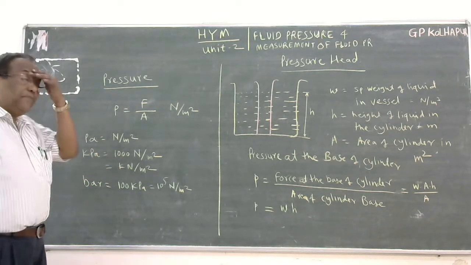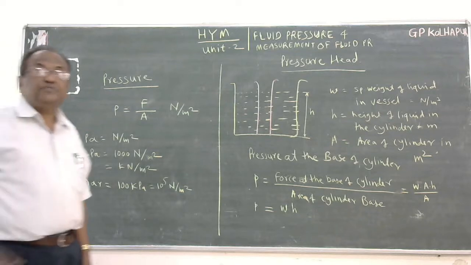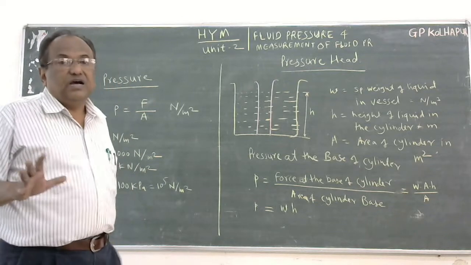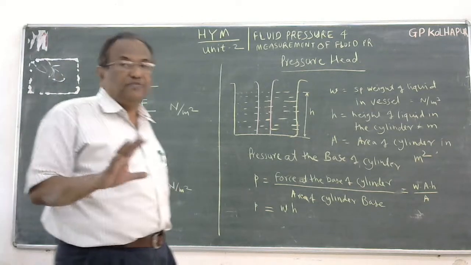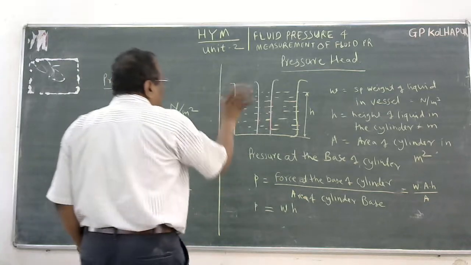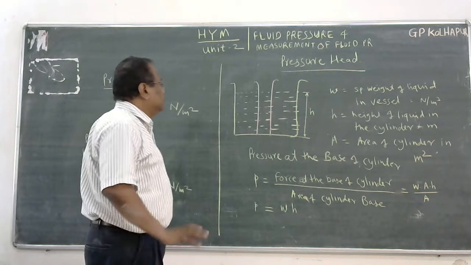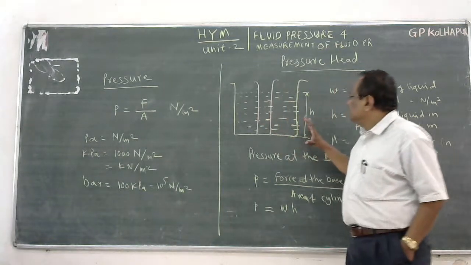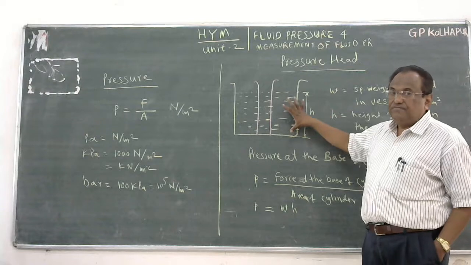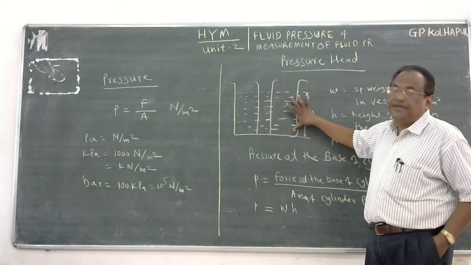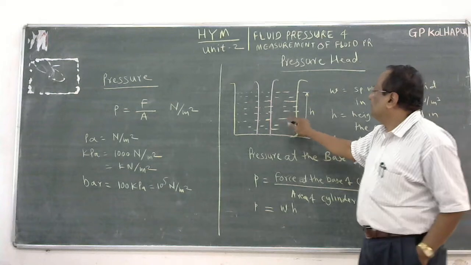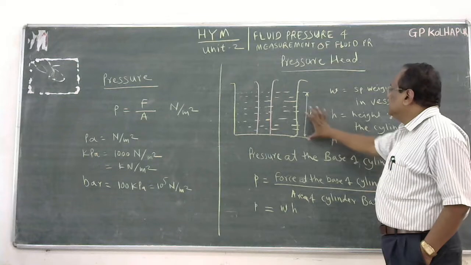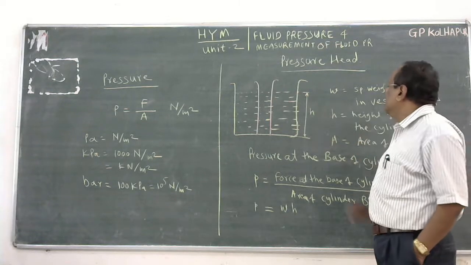The pressure is also expressed as pressure head, in the unit meters of water or meters of any liquid. It is called a pressure head. How it is derived, we will see. Let us consider a vessel in which any liquid, say water, is kept up to a height H. The specific weight of the liquid in the container is W Newton per meter cube. H is the height up to which the liquid is stored in the vessel.